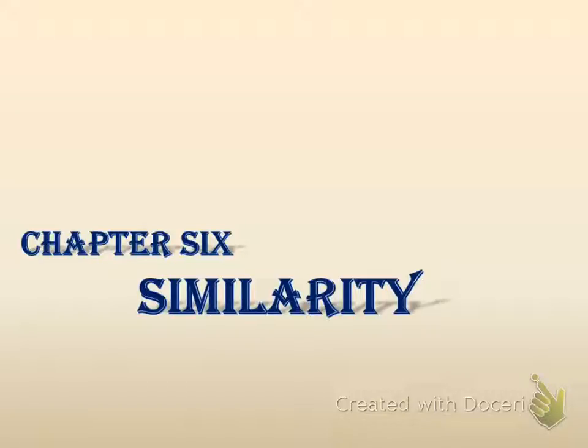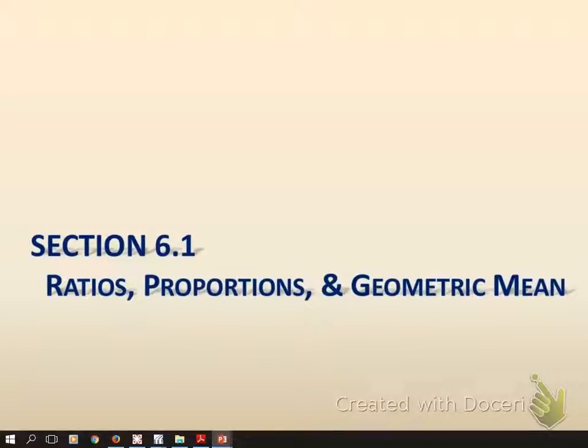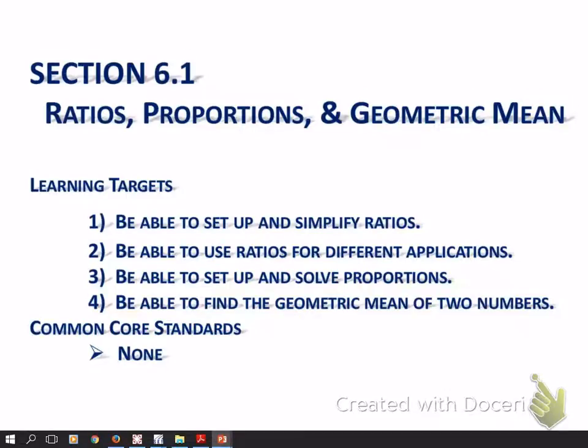But suffice it to say that similarity has a little bit to do with being proportional, right? Not necessarily the same size of objects, but same type. So we're going to lead into this talking about ratios, proportions, and then introducing something called the geometric mean because it fits in with the conversation on proportions. You should be able to set up and simplify ratios. You need to be able to use ratios for different applications, and I'll show you how to do that. You should be able to set up and solve proportions, and you should be able to find the geometric mean of two numbers by the time we're done.